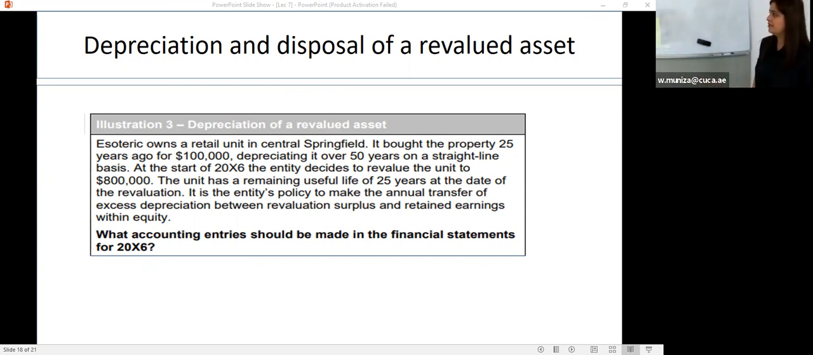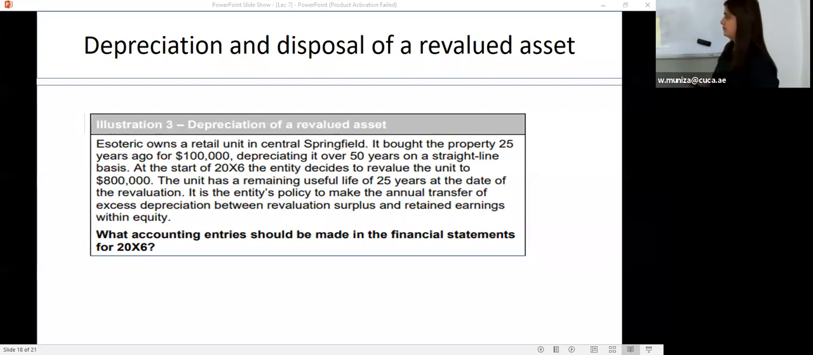Just pass all the accounting entries for revaluation, then for the excess depreciation, and then for transferring. Have you done this? No? You are writing? Okay. You're not doing? Why? You're not understanding? Okay.